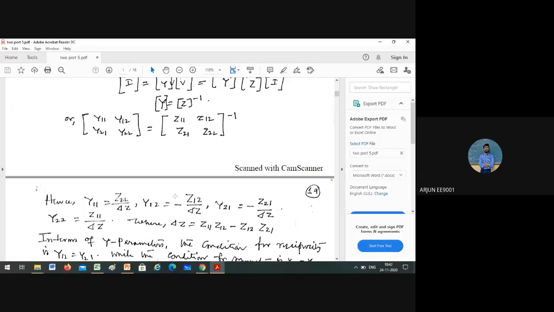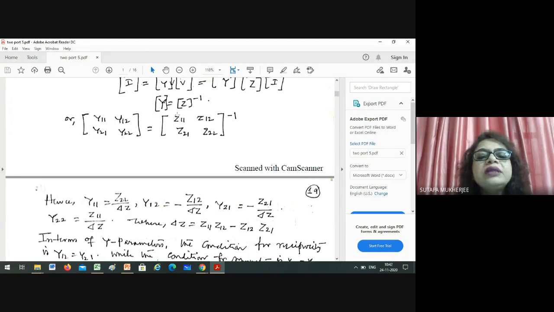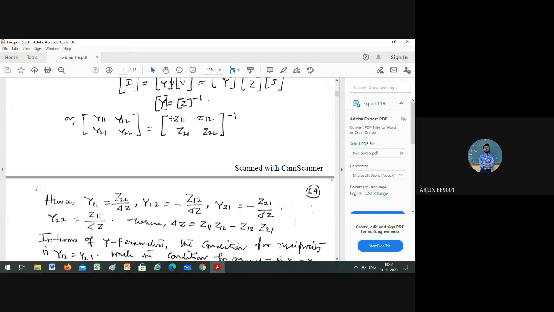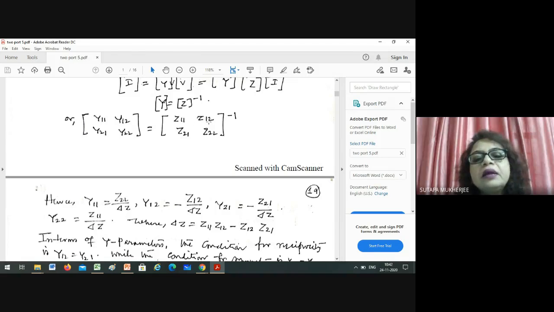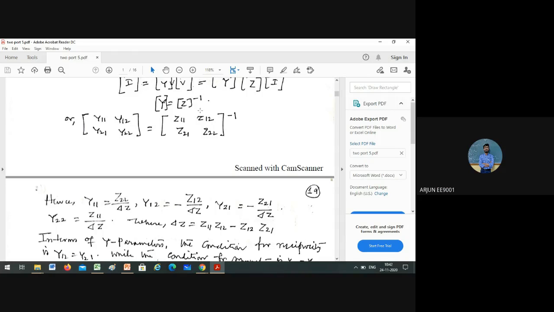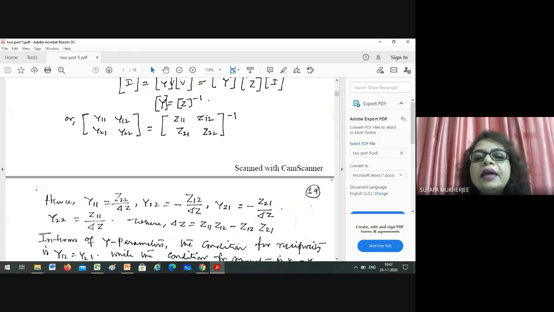Then for finding the adjoint, first we have to see the cofactor of each element. So what is the cofactor of Z11? Irrespective of Z22, the sign will be minus 1 to the power 1 plus 1, that will be plus.